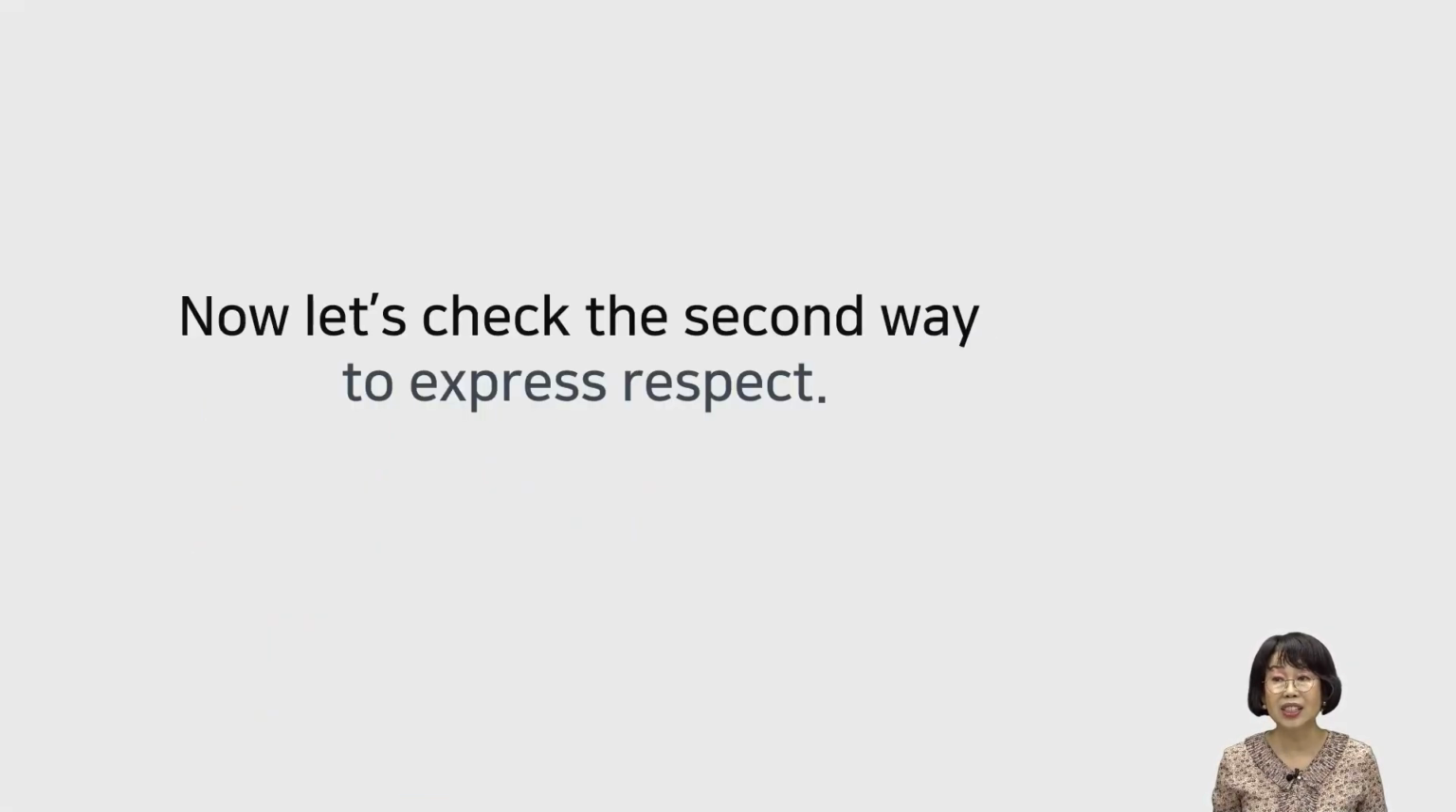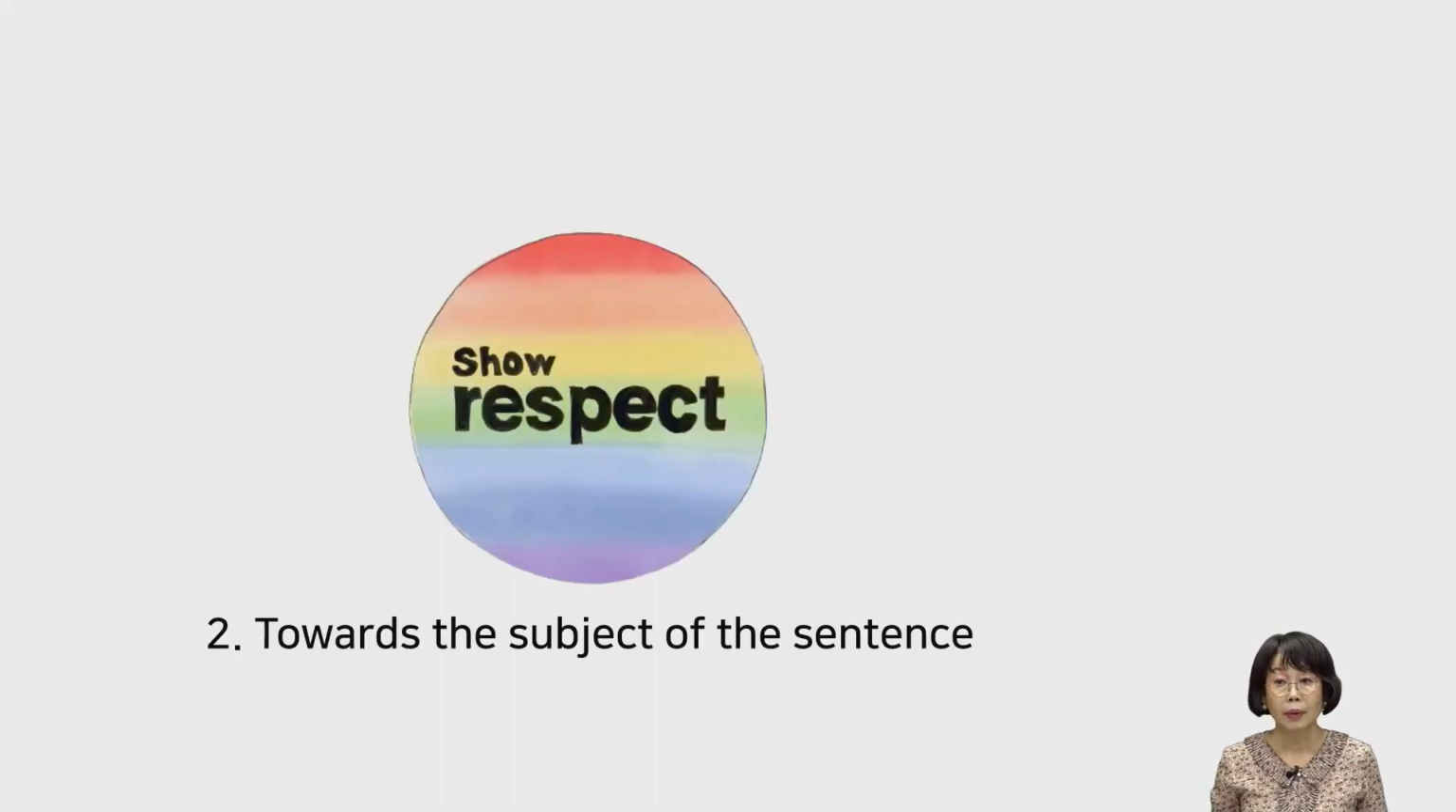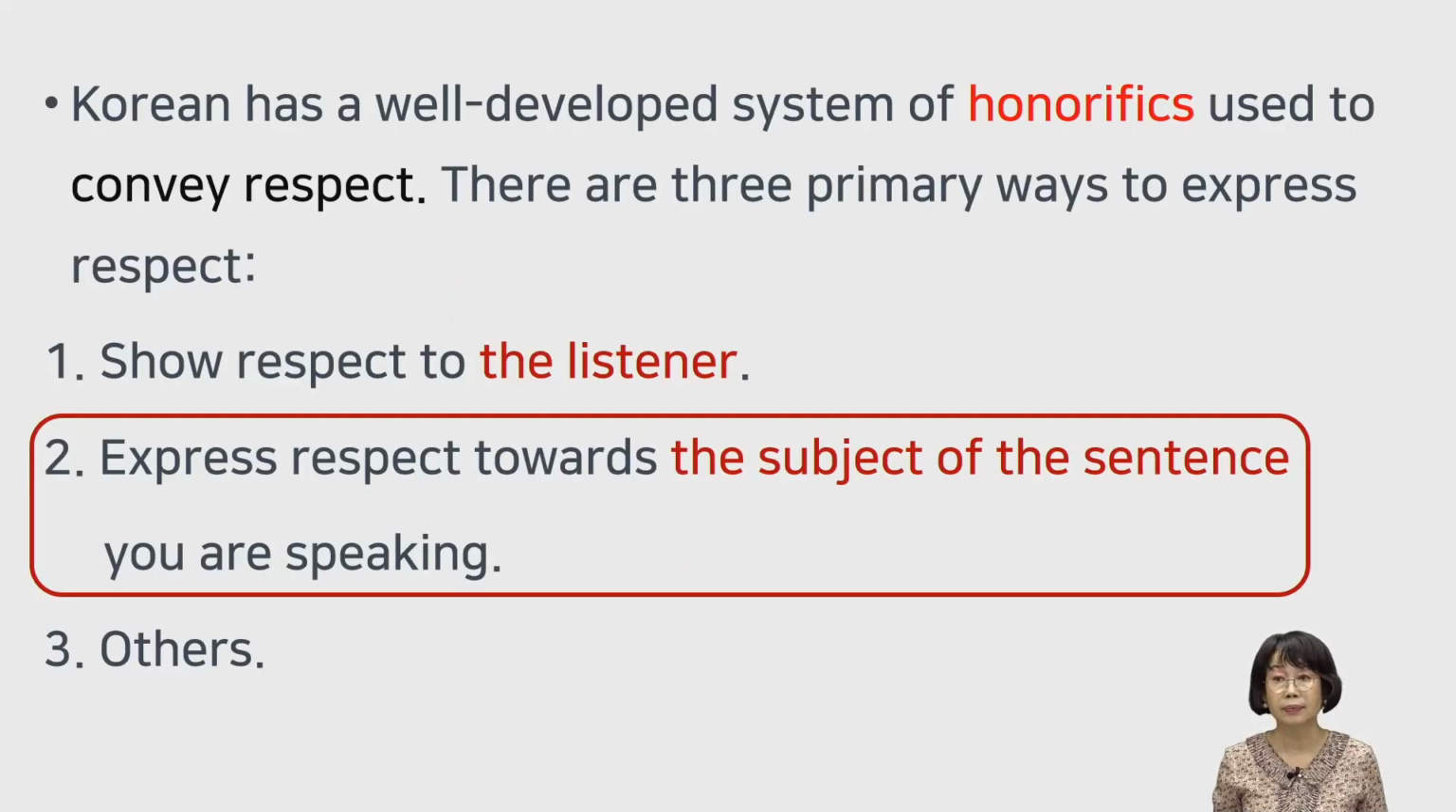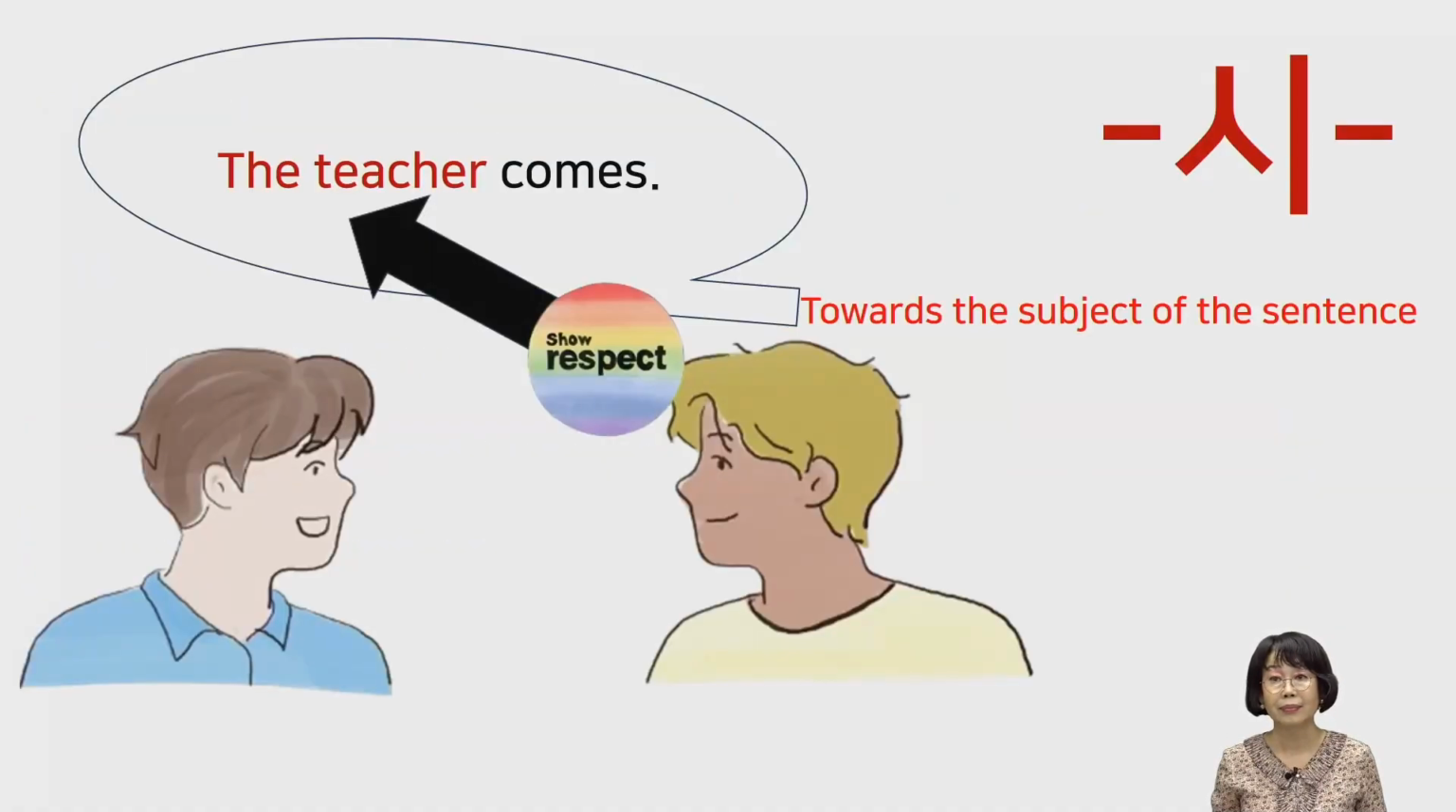Now, let's check the second way to express respect. Show respect toward the subject of the sentence. To express respect toward the subject of the sentence you are speaking. The teacher comes. To show respect, you can use 시. It expressed the respect toward the subject of the sentence.